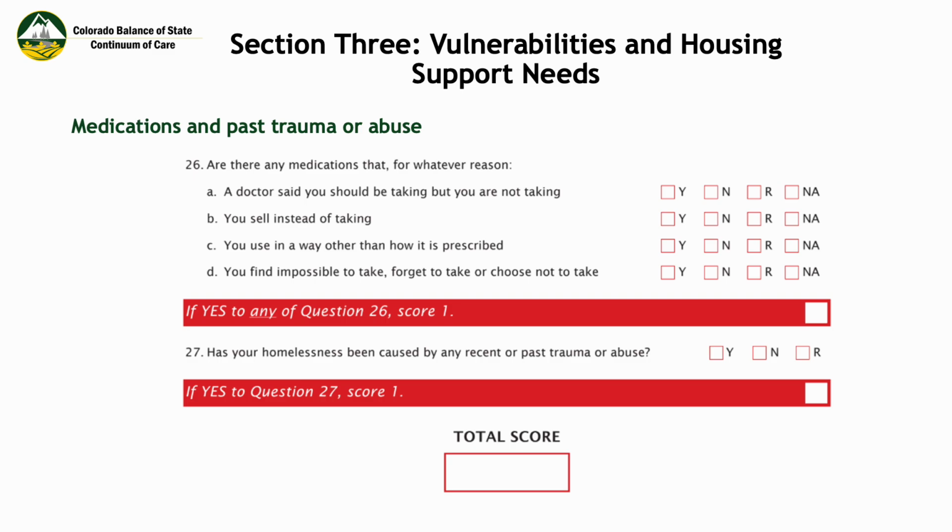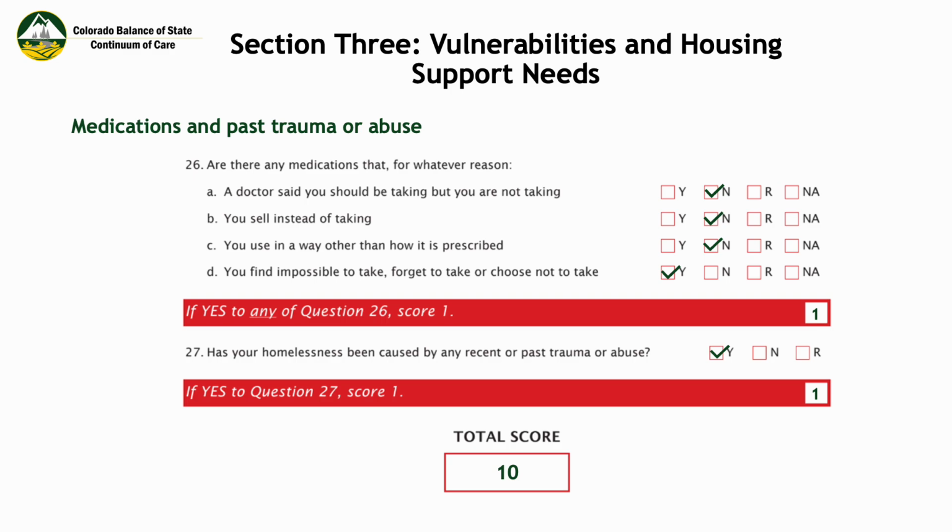Now let's look at a scenario of how this might have been answered and what the scores would be. In this scenario that we made up, the individual says yes to question 26, part D, therefore the score is 1. They also say yes to question 27, therefore the score is 1 for that question. You'll notice we're at the end of the VI SPDAT assessment as there's a total score box. If we go back and add up the responses to all the questions in the scenario that we made up, the total score is 10.